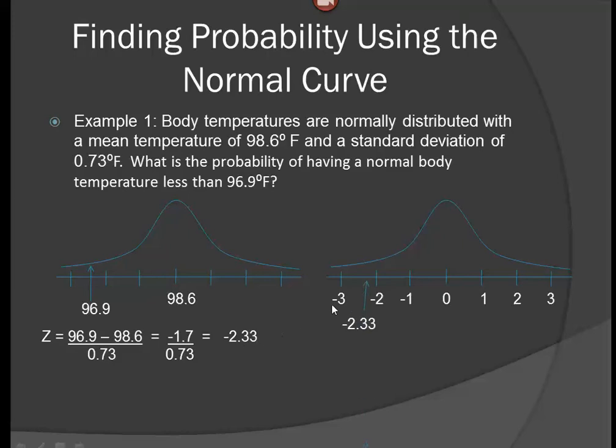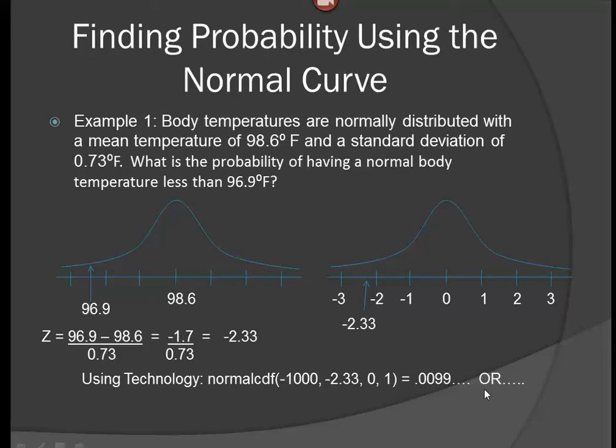So we see that on the standard normal curve, we would be over here, just to the left of negative 2. Using technology then, with this as our z value, we would go negative 1,000, comma, negative 2.33, our upper boundary, comma 0, comma 1, and we get 0.0099.